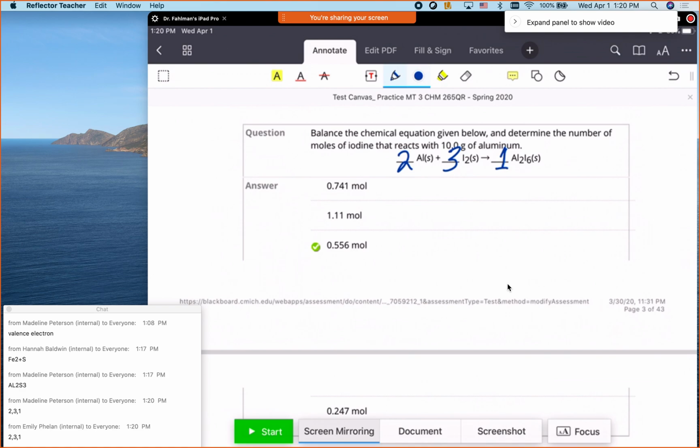Okay. And now you have 10 grams of aluminum, and you want to know the number of moles, in this case not grams, of iodine. Okay, and so our first step was to balance. What do we do now? What is our next step in this question?